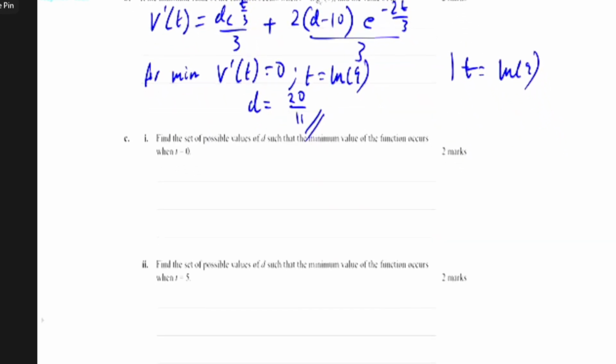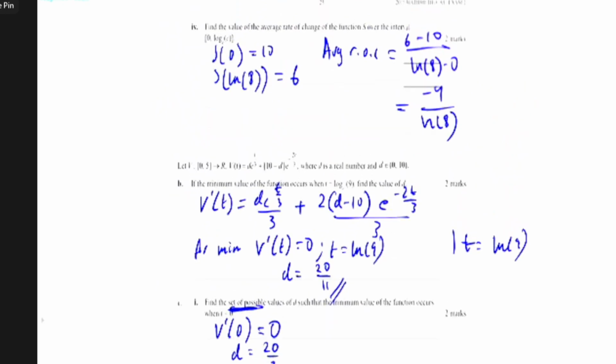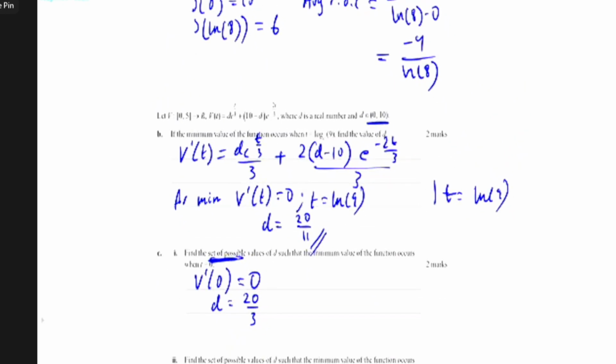Find the set of possible values of d such that the minimum value of the function occurs when t is equal to 0. So that means v dash of 0 is equal to 0, and you solve for d on the CAS. D is equal to 20 on 3, and you have to catch that. Yeah, so this, you have to read the question properly. You're finding a set of possible values, and I think d is between 0 and 10, so that means d here would be between 20 on 3 and 10.